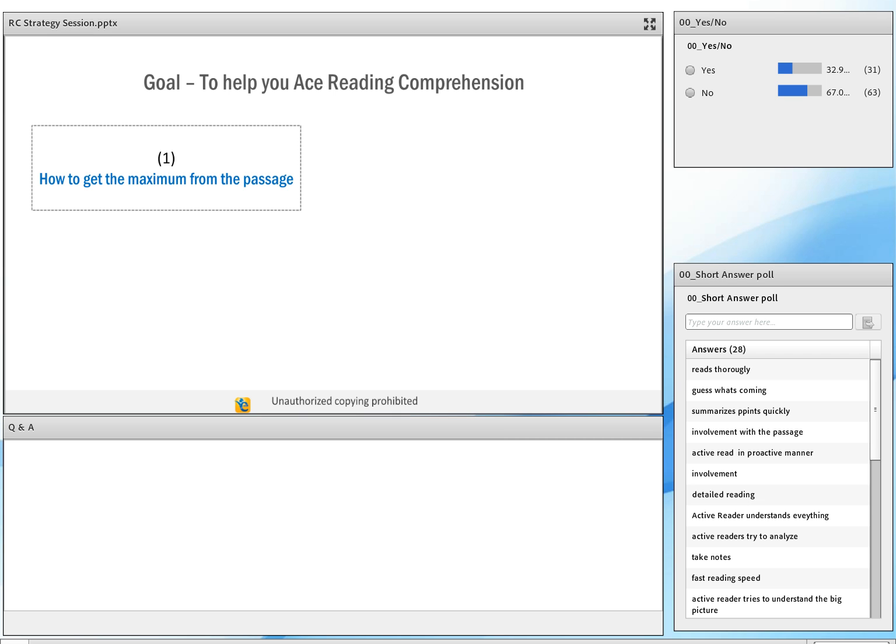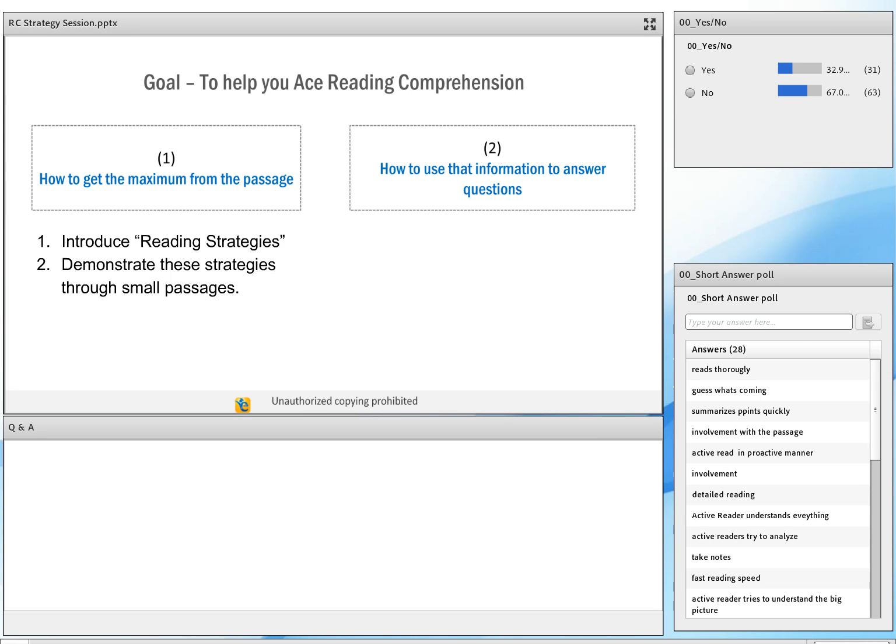The first thing that I'm going to teach you is how you can get the maximum from the passage. I'm going to introduce certain reading strategies to you. I'm going to demonstrate those reading strategies through 2 small passages. Once we do that, I'm going to teach you how we can utilize the information that you've understood from the passage in order to answer the questions that are given to you.